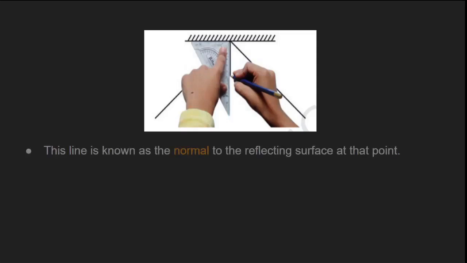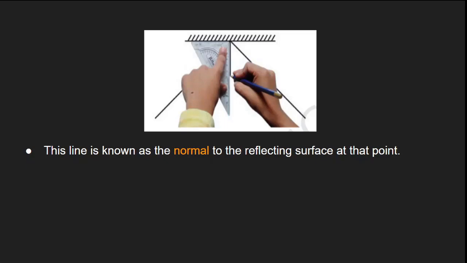Now, draw the lines showing the position of the plane mirror, the incident ray, and the reflected ray on paper with the help of your friends. Now draw a line making an angle of 90° to the line representing the mirror at the point where the incident ray strikes the mirror.